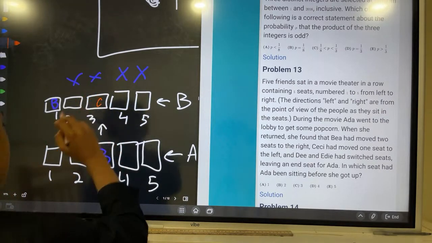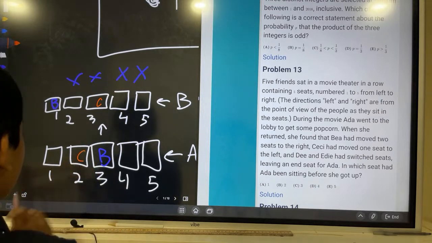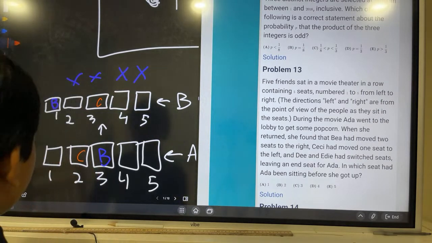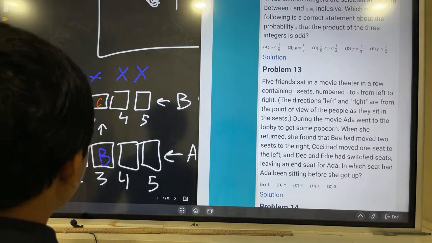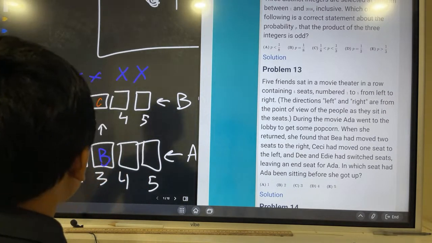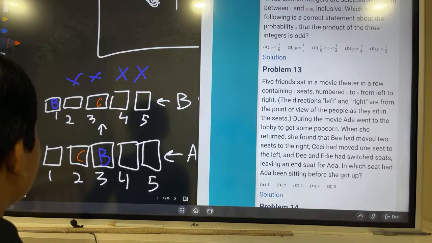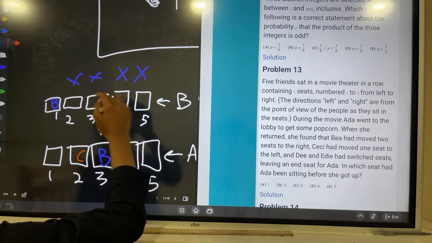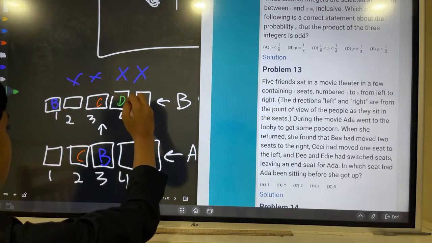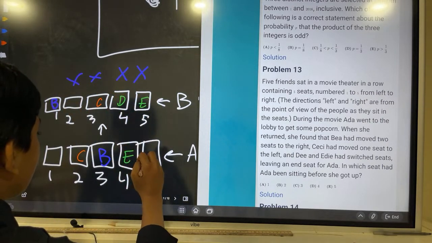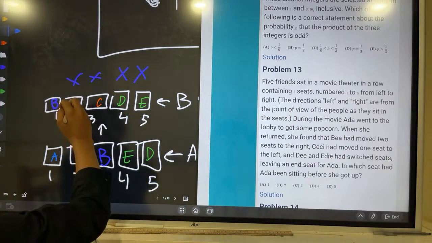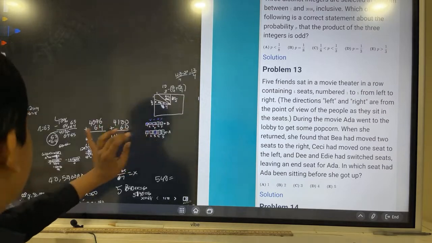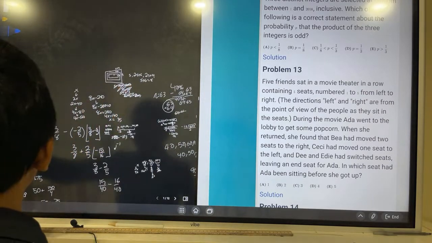So now let's say Ceci goes to seat 3. Then that means that Ceci will be at seat 2 in the end. So then D and Edie do have these 2 spots to sit in. And that leaves Ada to sit in seat 1. So that means he must have been sitting in seat 2 beforehand.